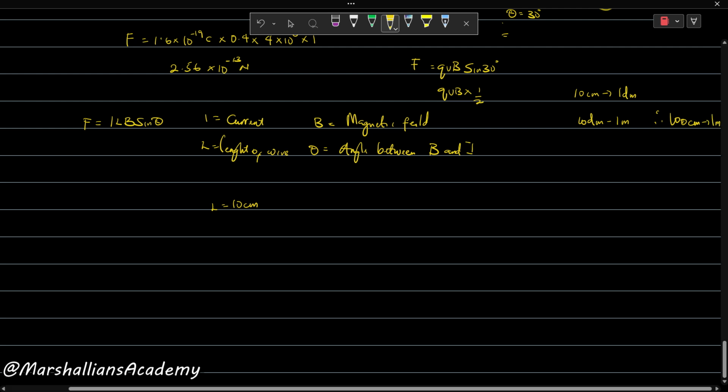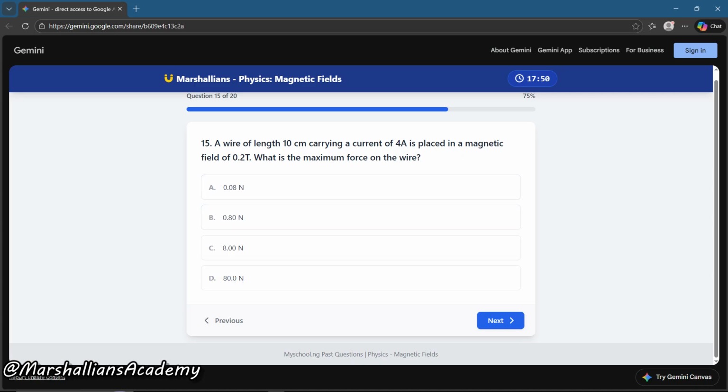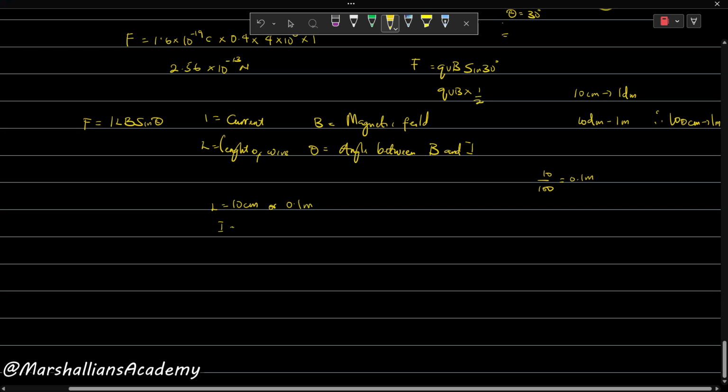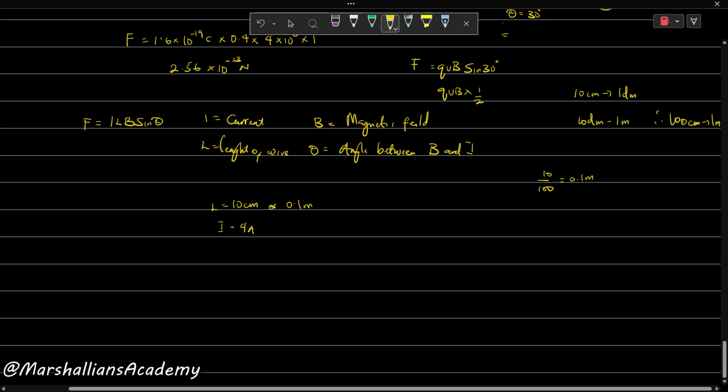So to convert this to meter, I'm going to be doing 10 over 100, which is going to be equal to 0.1 meter. Does that make sense? If 100 centimeter makes a meter, therefore 10 centimeter is 10 over 100 meters. That's 0.1 meters. The current is 4 ampere and the magnetic field is 0.2 Tesla.